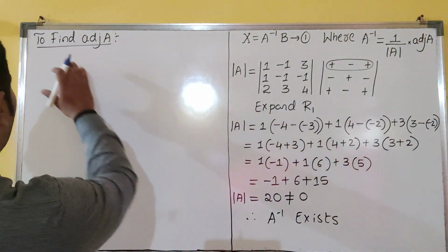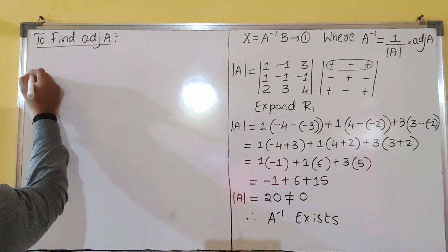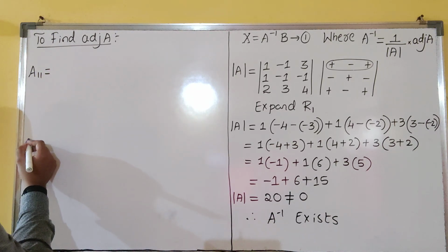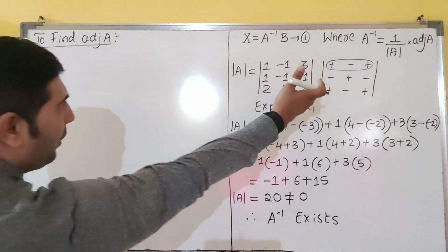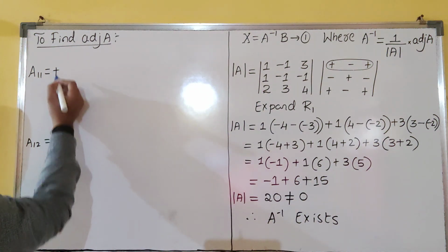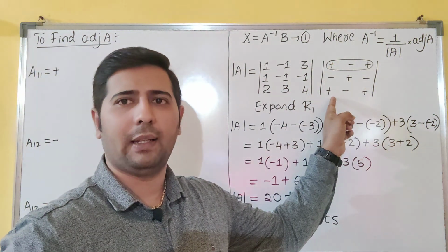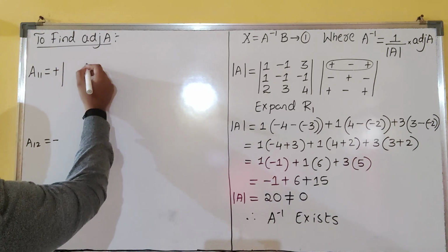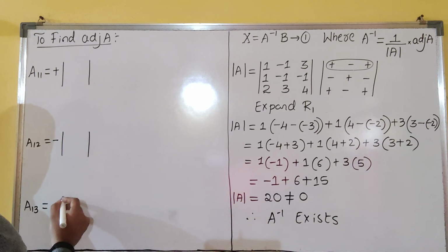So now to find the adjoint of A, you see here, we have to find the cofactors. Cofactors means A11 we have to find, next A12, next will come A13, dear students. These are the cofactors. As you know, their signs will remain the same: plus, minus, plus. So those only we have to write here. Next, you write the determinant. See, I am writing the determinant, dear students. Don't get confused.